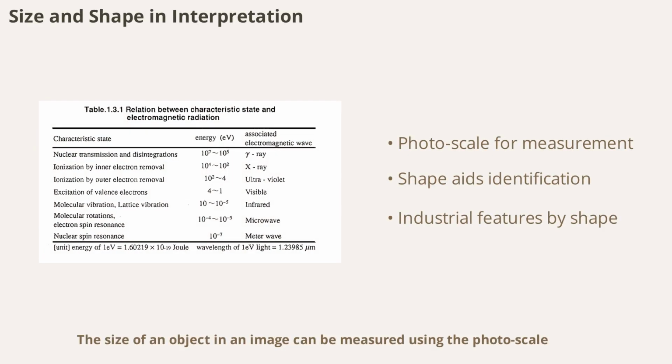Size of an object in an image can be measured using the photoscale, which relates image dimensions to real-world distances. Shape refers to the outline or form of an object as seen from above. Recognizing specific shapes such as the circular crown of a conifer tree or the irregular shape of a deciduous tree helps in identifying different features. Industrial sites, airports, and harbors can also be distinguished by their unique shape.